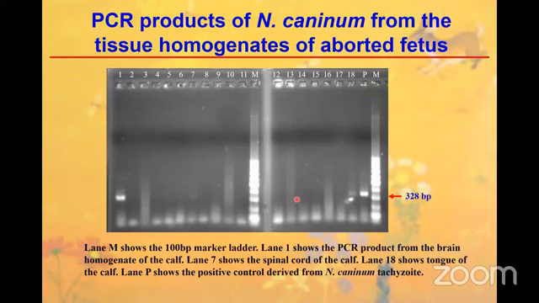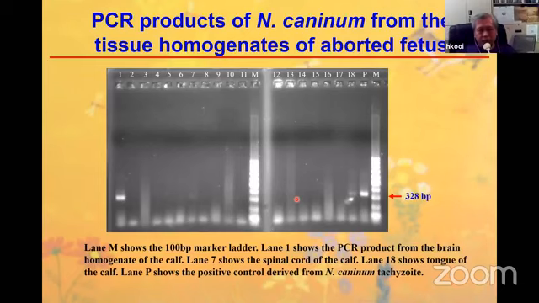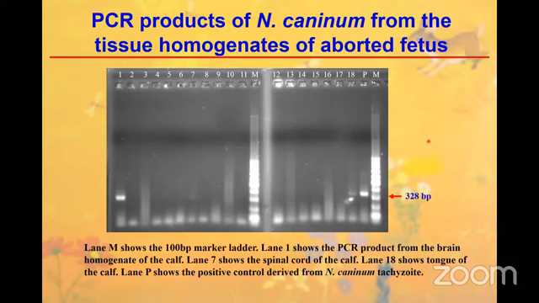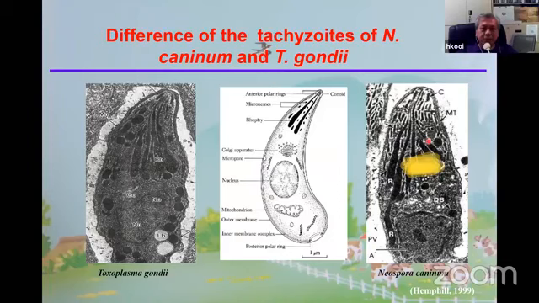So all the dog needs to do is just have a bite of the aborted fetus, and then the dog can be infected. So what's the difference between Neospora and Toxoplasma? Here we look at this rhoptry. For Toxoplasma, the rhoptry is very short. For Neospora, the rhoptry is very long. It comes down to the nucleus. So there's a great difference. This is produced by Dr. Hemphill.